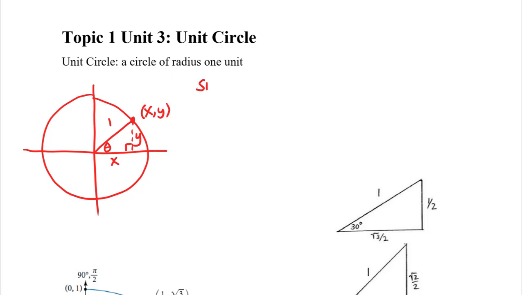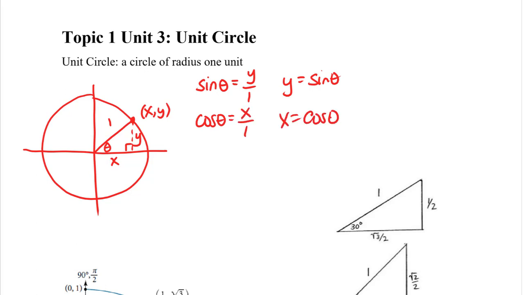We can say that the sine of theta, opposite over hypotenuse, has to be y over 1, which means that y is equal to the sine of theta. Cosine of theta, adjacent over hypotenuse, is x over 1, which means that x has to equal the cosine of theta. And then tangent of theta, opposite over adjacent, is y over x. Well, if y is sine of theta and x is cosine of theta, this means that the tangent of theta is equal to the sine of theta over the cosine of theta.